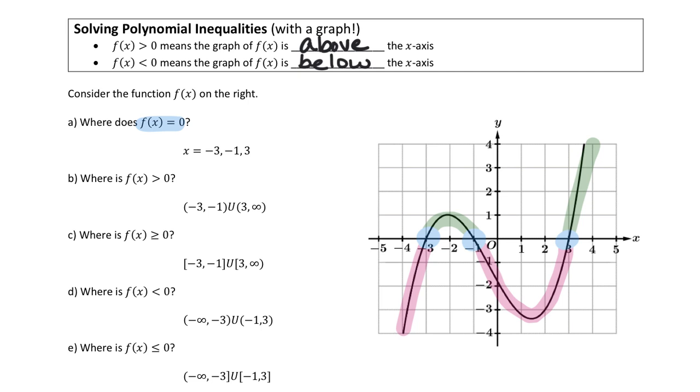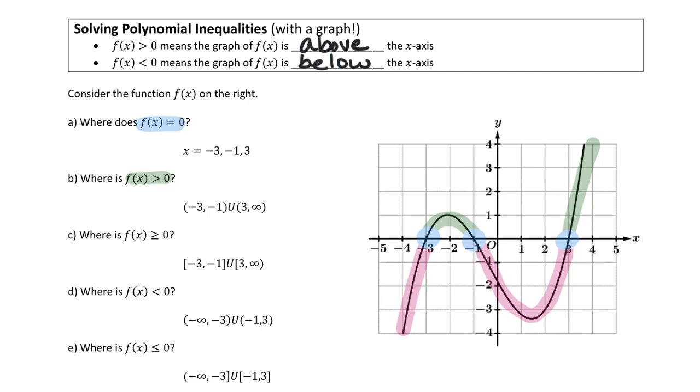The next question asks, where is f of x greater than 0? So I have the open interval from -3 to -1 and from 3 to infinity. Do you see how I'm answering this question? These are the two intervals between those x values where the graph is green, where the function is above 0. But then the question changes.